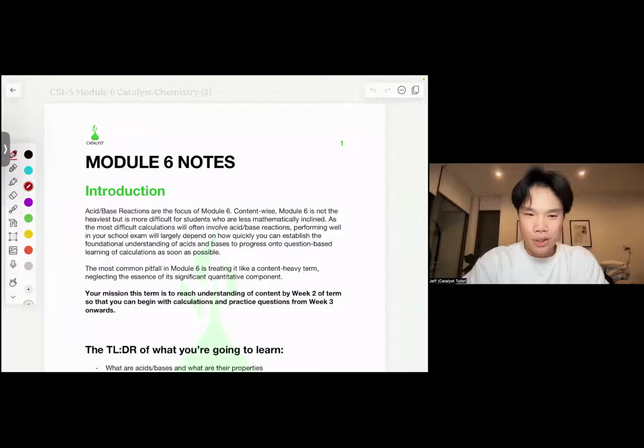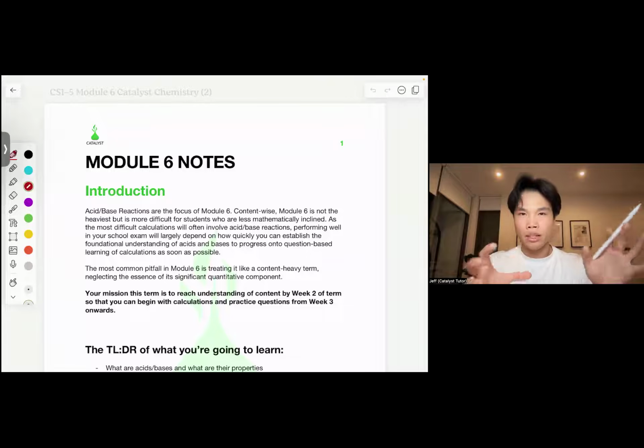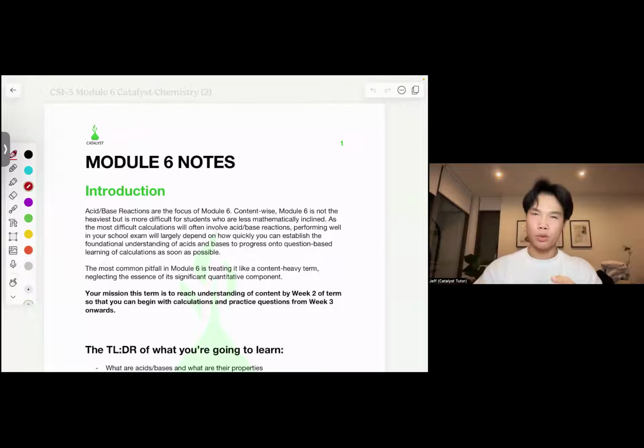Okay, Module 6, let's get it done in 2 hours. Mod 6 is acid-base reactions. It's split into a few different inquiry questions, which all focus in on very specific conceptual ideas. Compared to Module 5, Mod 5 is quite conceptual with a little bit of calculation. Module 6 is once again a conceptual module with even more calculation than Module 5.